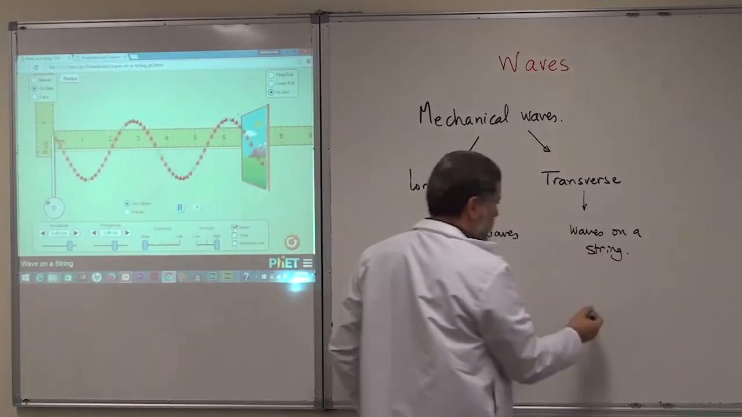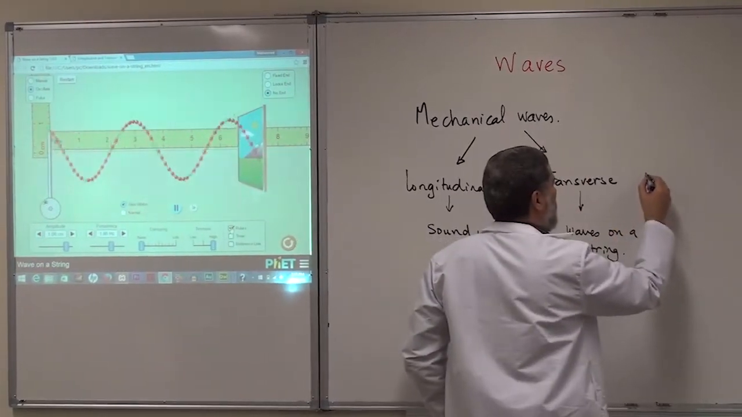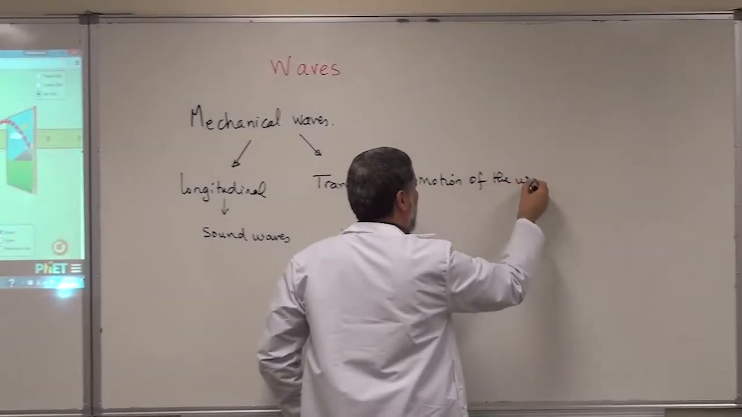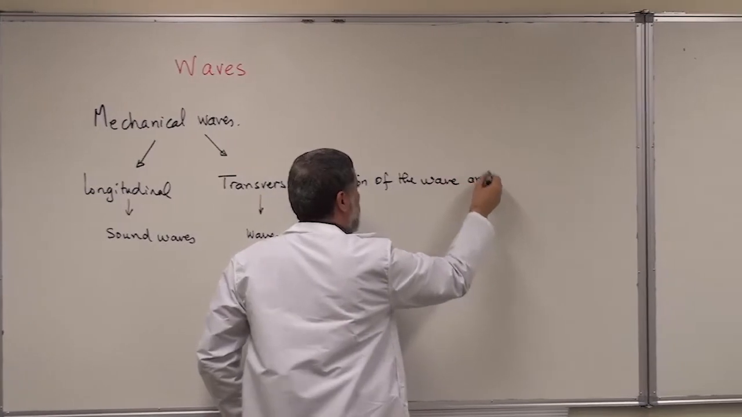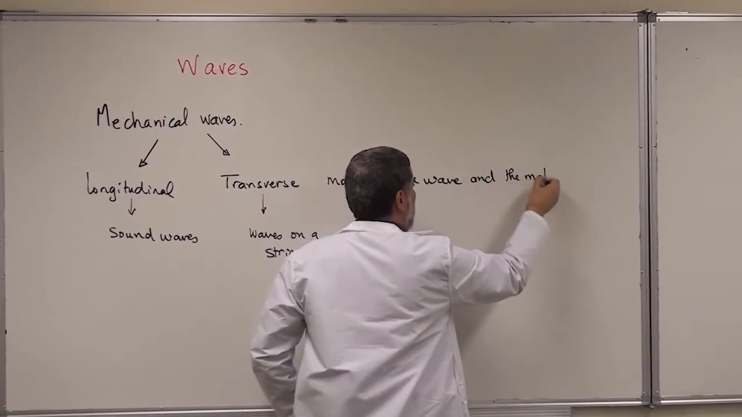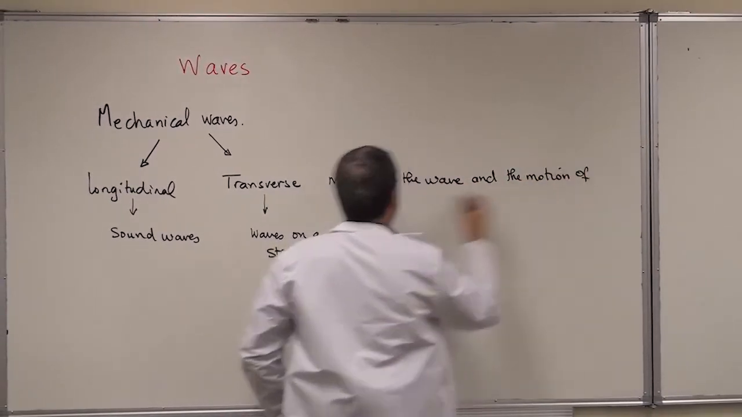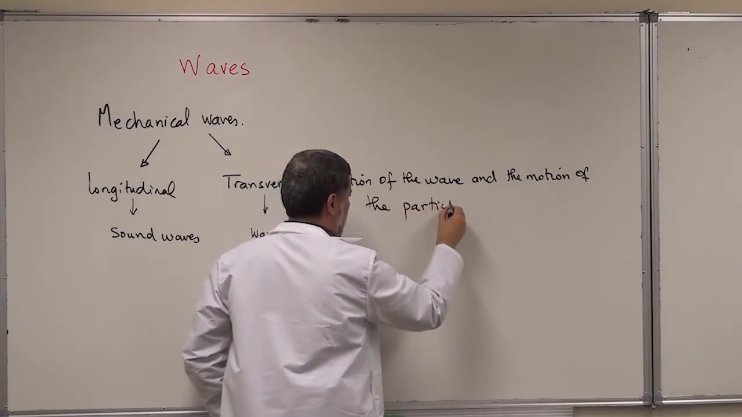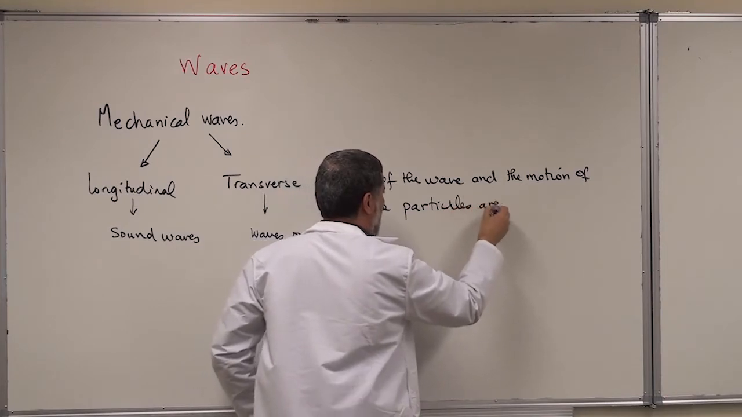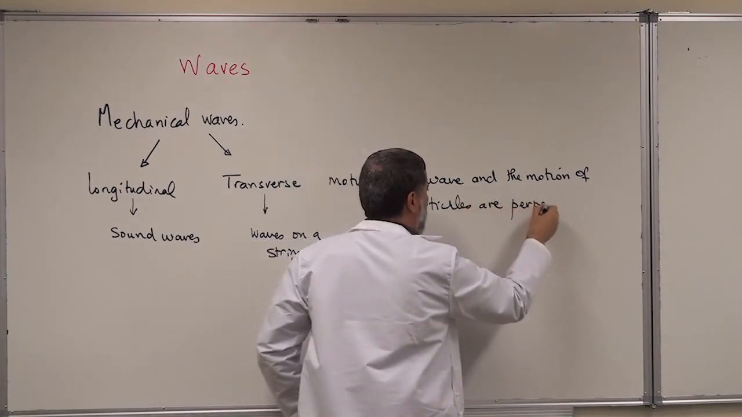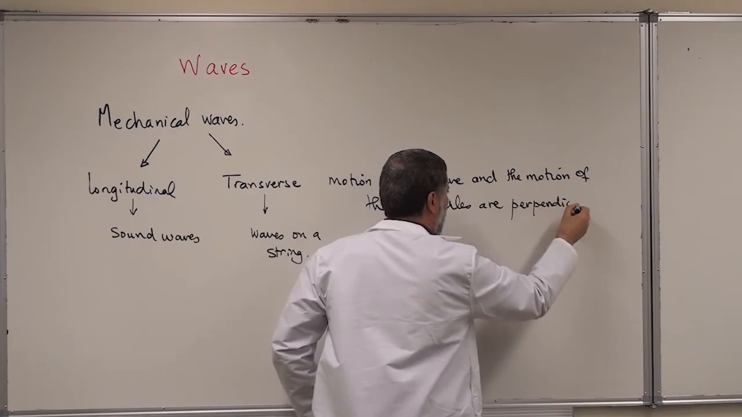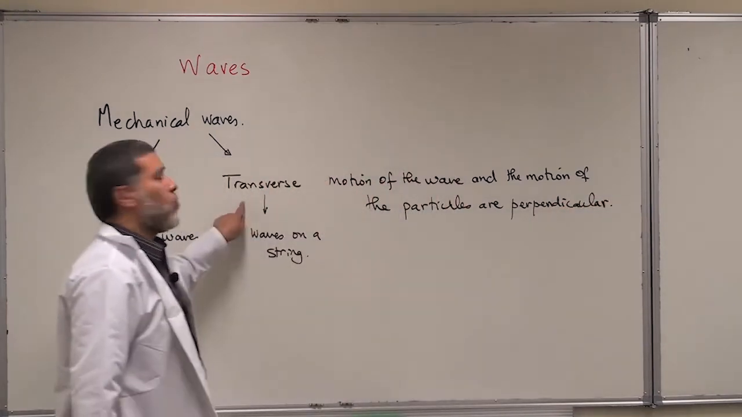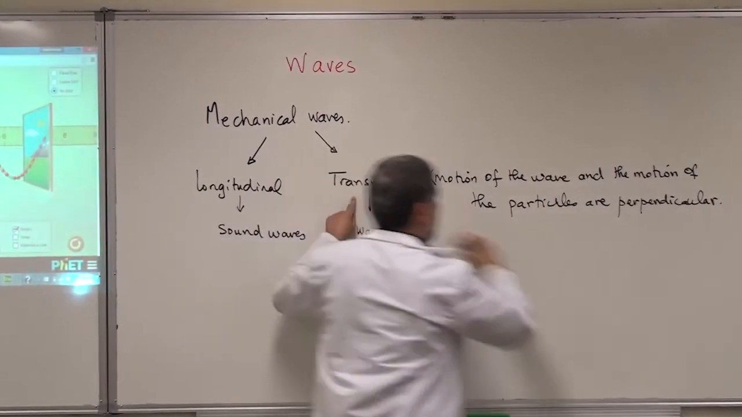So for a wave on a string, a transverse wave, we say that the motion of the wave and the motion of the particles are perpendicular. When these two motions are perpendicular, we call this a transverse wave.